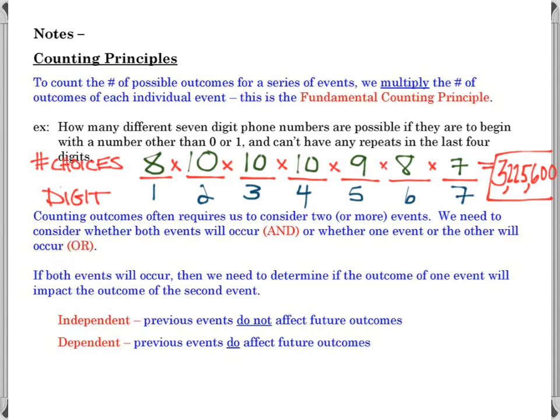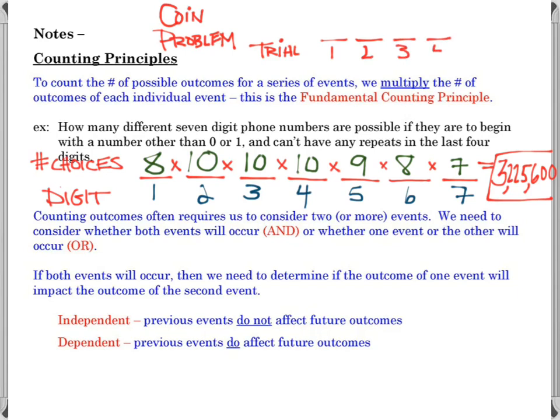And so to deal with that, we have to worry about whether events affect future outcomes. If they do not affect future outcomes, they're independent, and if they do affect future outcomes, they're dependent. Often there are examples of marbles being drawn from a bag and whether you replace the marble or not, but basically you're talking about whether if I do something, does that change the chances of something else happening down the road? And we'll do those a lot as we go forward.